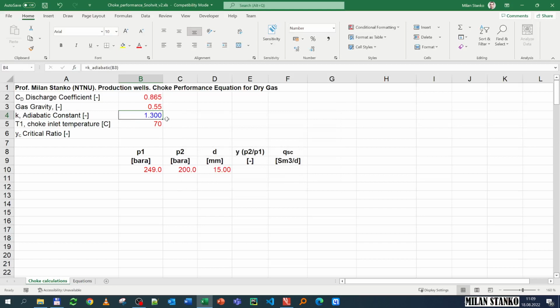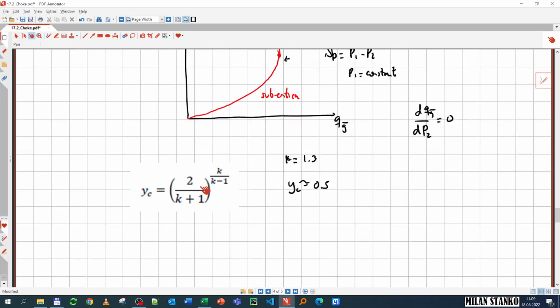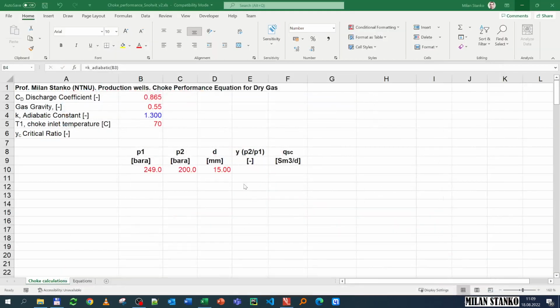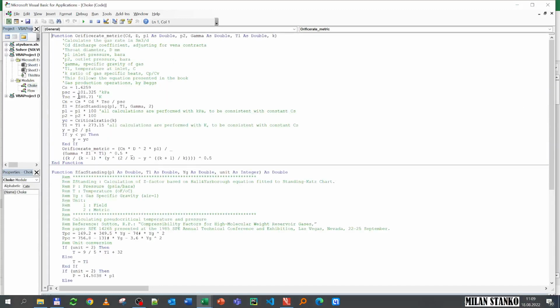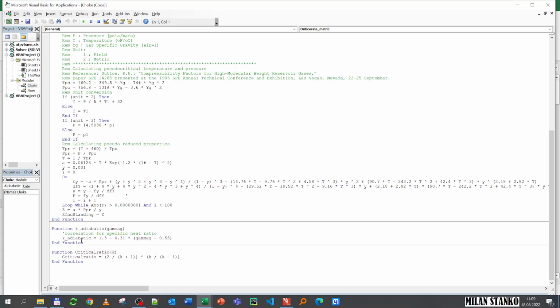Then the inlet temperature, 70, and a critical ratio, we know that equation, it was given here. So if I have K, I can calculate the critical ratio. And for that critical ratio, if I go Alt F11, you see here I go to the module that contains the choke equations. So first I have K adiabatic. This was that expression that I showed you before to calculate K of the gas with the specific gravity of the gas. This is the critical ratio. This is the same equation that I have here.